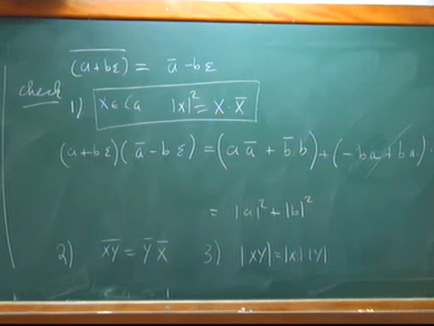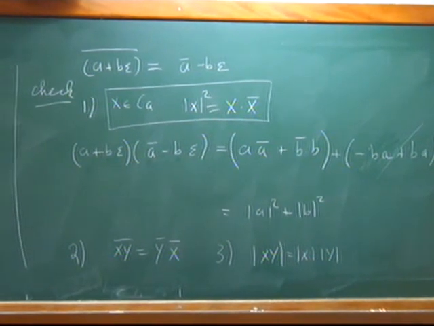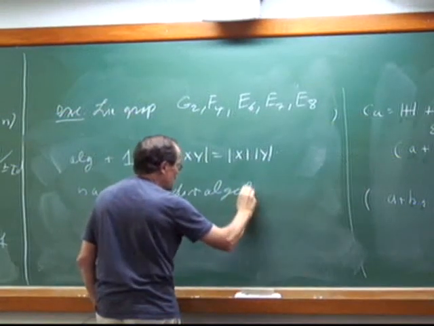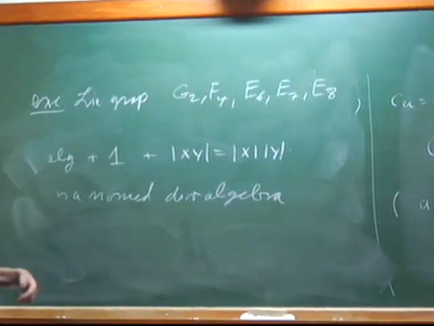So an algebra which has a unit and satisfies this property is a norm division algebra. That's what it's called. Well, it's a division algebra, we're going to see in a minute.